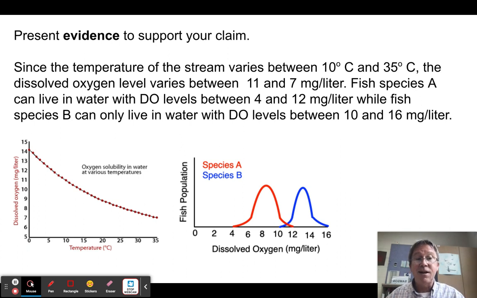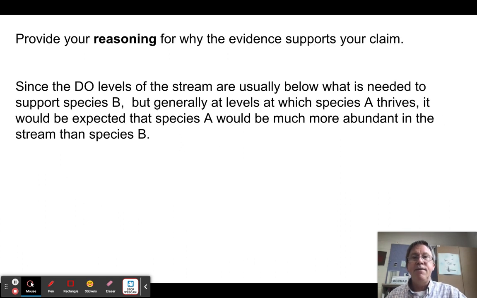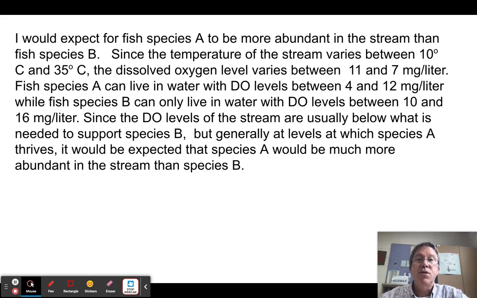So I've got my C, I've got my E, now let's go with the R. Now, sometimes the R statement, the reasoning part, is just going to be your way of showing I understand APES concepts and I'm working them in here. In this case, we're going to take it from the evidence that we have here. So you're going to say, well, since the DO levels in the stream are usually below what's needed to support fish species B, but generally at or above levels at which species A thrives, it would be expected that species A would be much more abundant in the stream than fish species B. And then you just put that all together, and that's what it looks like when you put it all together.